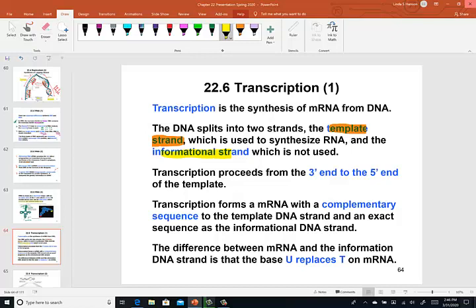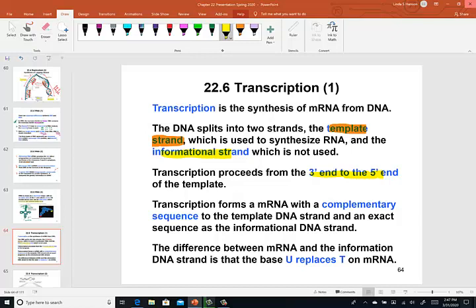Transcription always proceeds from the 3' end to the 5' end, always, always, always. Just as we saw in the process of replication, transcription reads the same direction, 3' to 5'. Transcription forms a messenger RNA that has a complementary sequence to the template DNA and an exact sequence as the informational DNA strand.